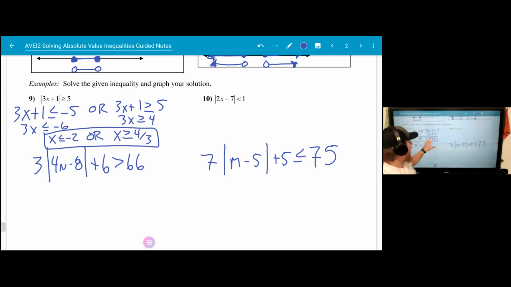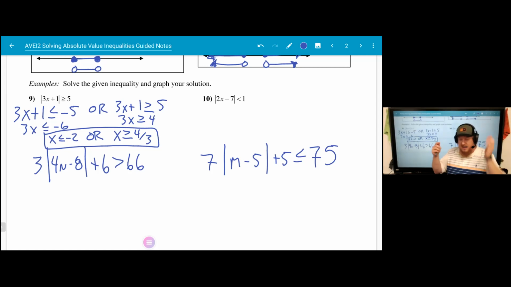Now, number 7 has a few more steps. I like this example though. These are two-step equations. We've already done this with absolute value equations. I love this, right? The first thing we need to do is isolate the absolute value. It is not isolated. I do not have the absolute value and then an inequality symbol and then a number. I've got to do that.